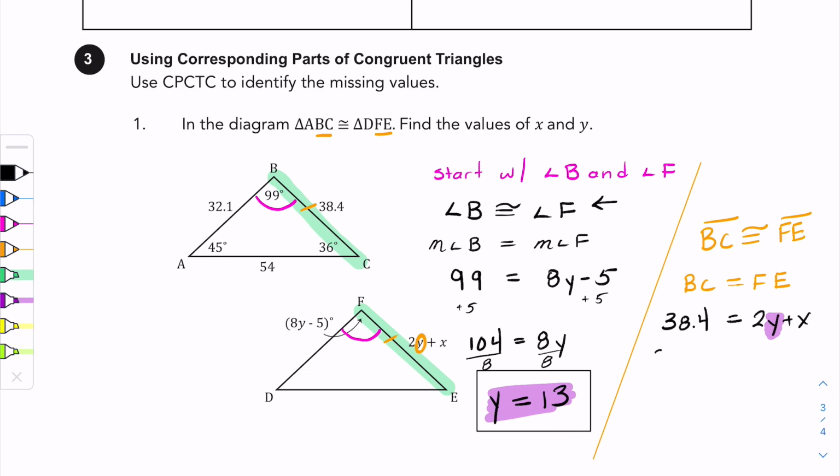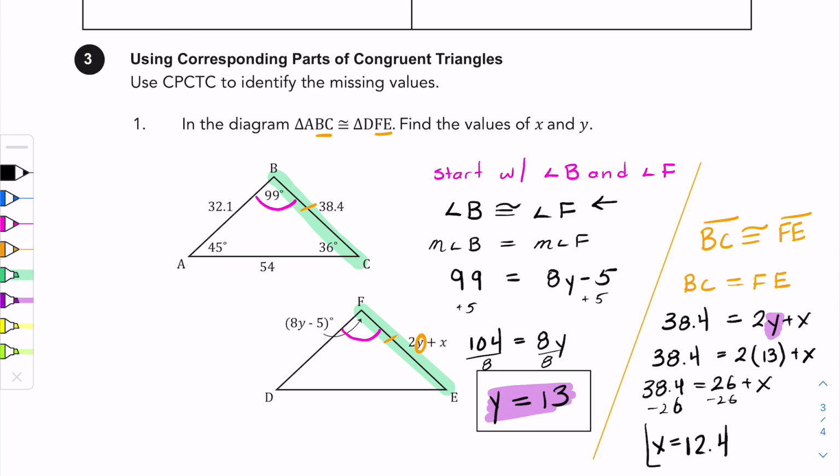For the next step, I'm going to substitute in my value of y. I have 38.4 is equal to 2 times 13 plus x. And now I'm just solving for x. So 2 times 13 is going to be 26. I'm going to subtract 26 from both sides, and my solution is x equals 12.4. And that's my final answer for x.